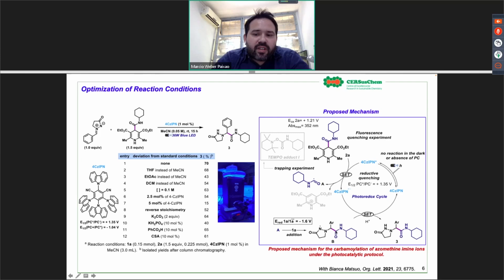Furthermore, this reactive intermediate undergoes single electron transfer reduction with the reduced photocatalyst to provide, after protonation, the desired product. So this work was developed by Marcio, and we published these results in 2021.